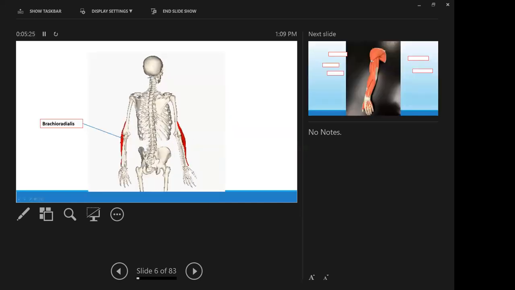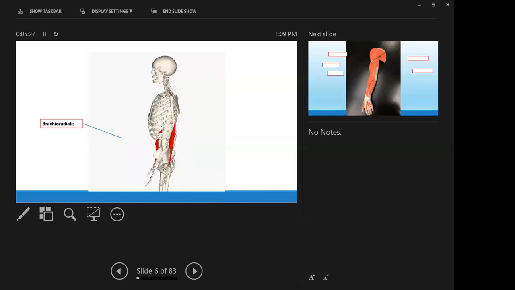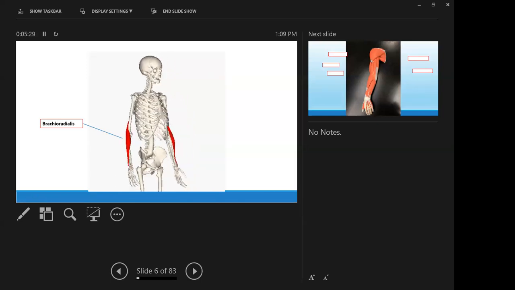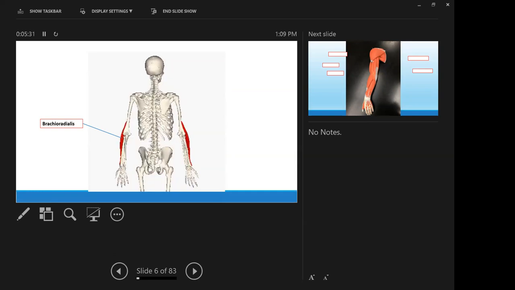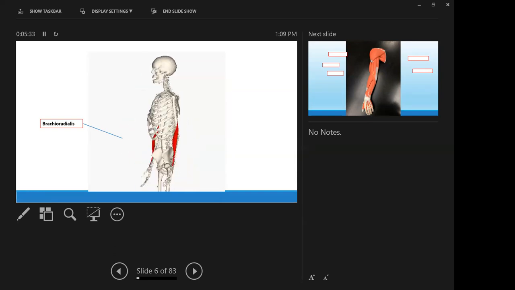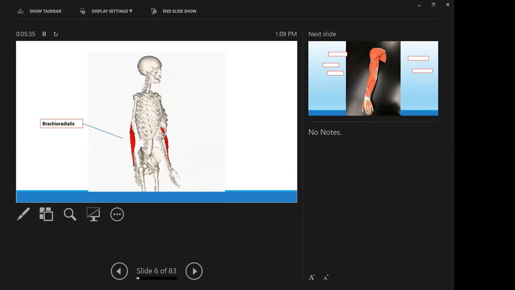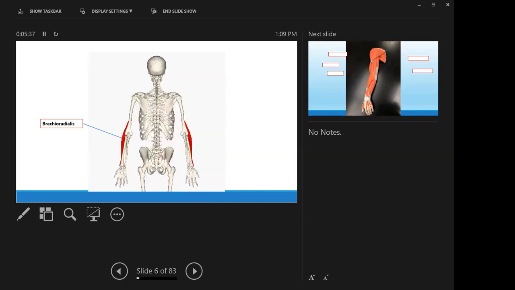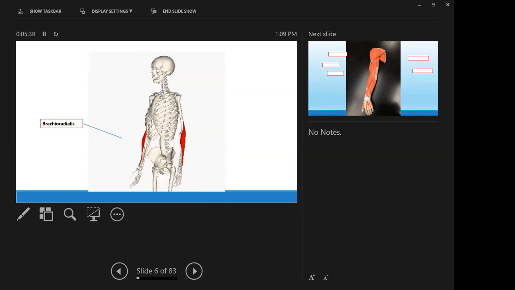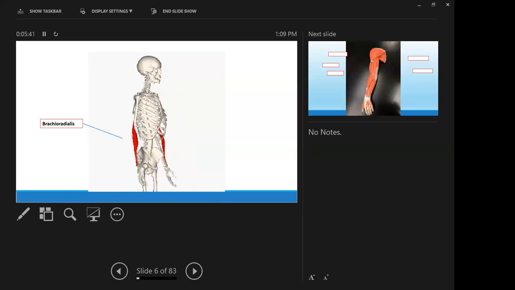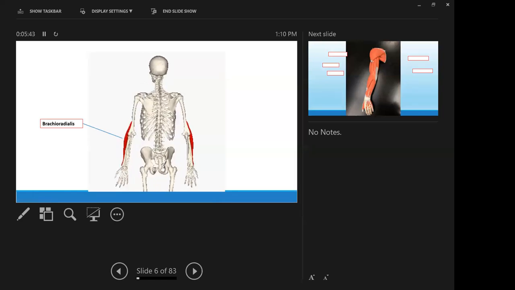Here we see the brachioradialis on our skeleton. You can see its origin is on the humerus. Its insertion is on the very end, almost the styloid process of the radius. And when it contracts, it allows us to turn our arm.